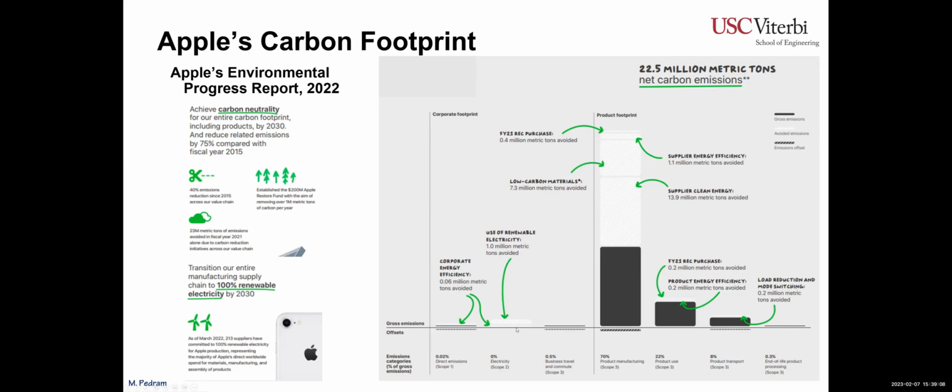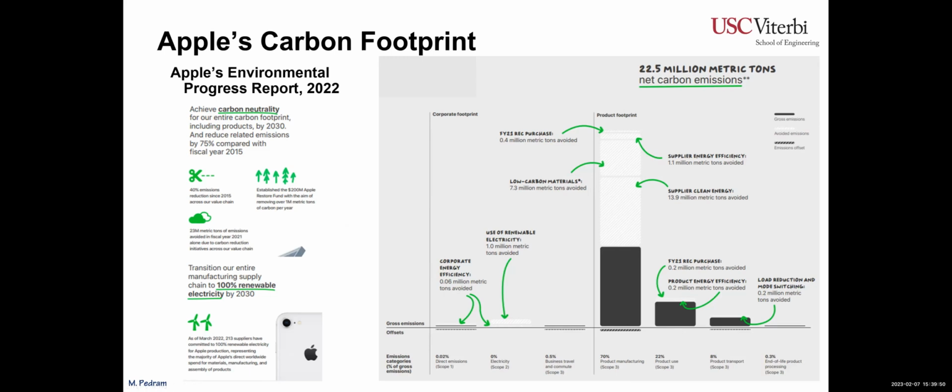So in 2021, they saved that many metric tons of carbon because they use renewable sources of energy. And similarly, they work with their suppliers. So 70% reduction compared to the status quo, maybe 10 years ago, 2015, they say is the baseline. 70% reduction because of the product manufacturing, energy efficiencies, and 22% reduction in product use. So the trend is good in the way that Apple talks about.